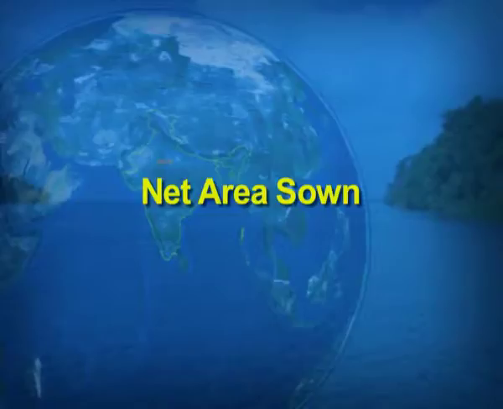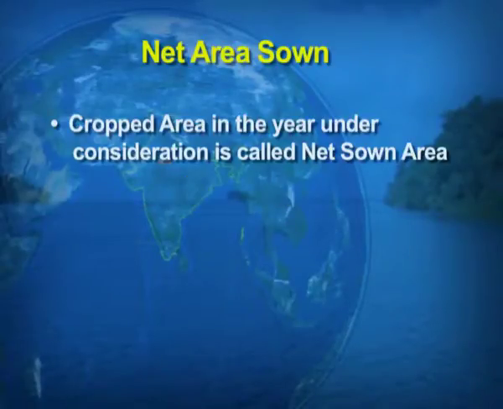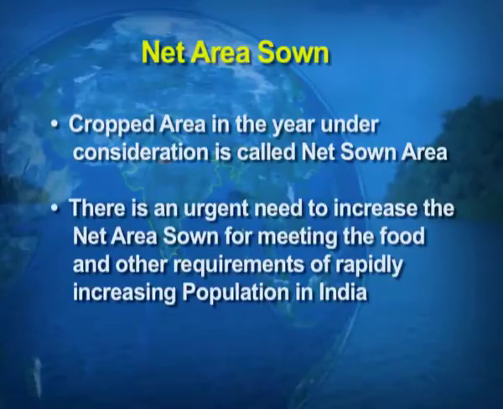Net area sown is another category of the land use. So, the cropped area in the year under consideration is called net sown area. There is an urgent need to increase the net sown area for meeting the food and the other requirements of the rapidly increasing population of India.